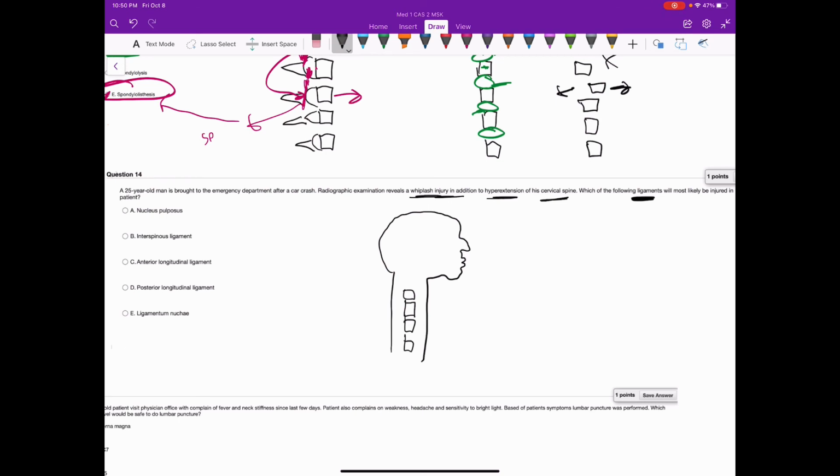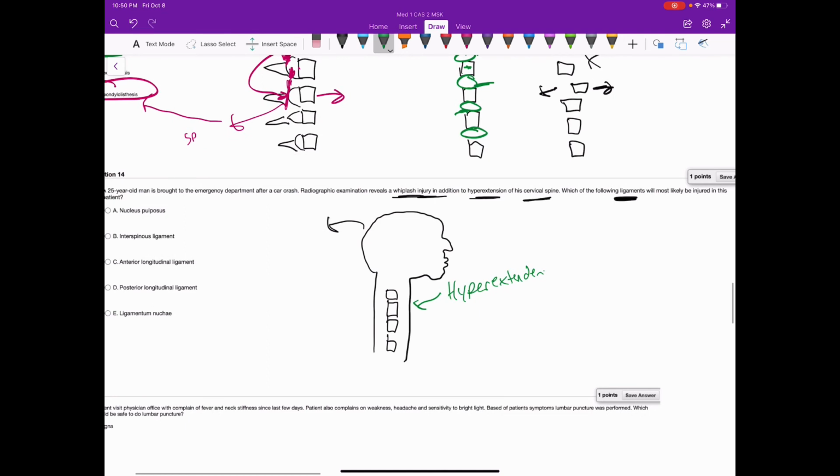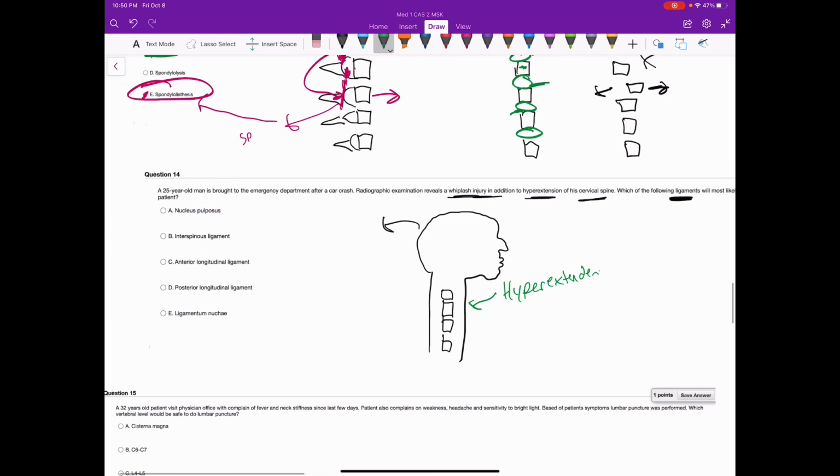So whiplash is when the head snaps back and then snaps forward. Whiplash usually definitely causes hyperextension. So you hyperextend the anterior part of the neck. If you're hyperextending the anterior part of the neck, what ligament are you going to be injuring?